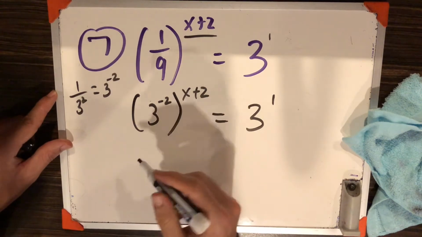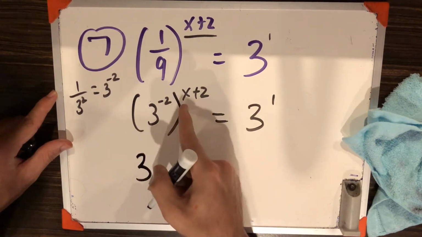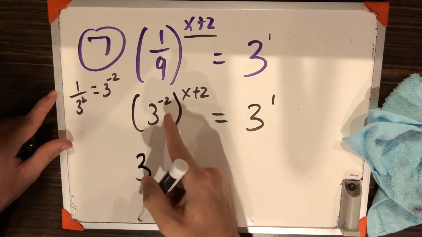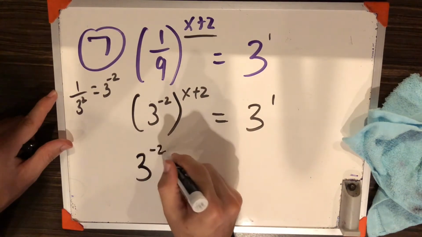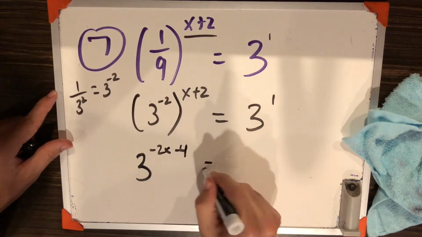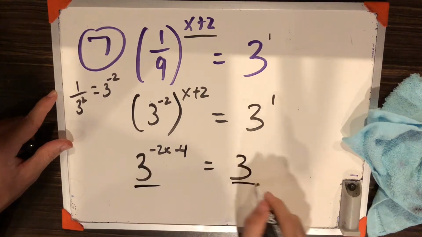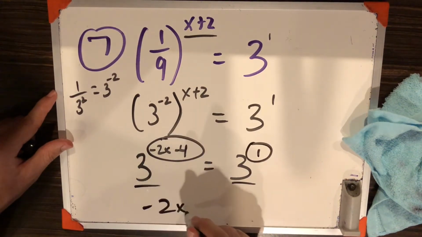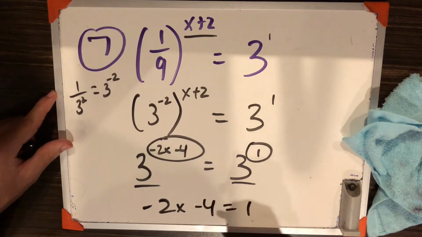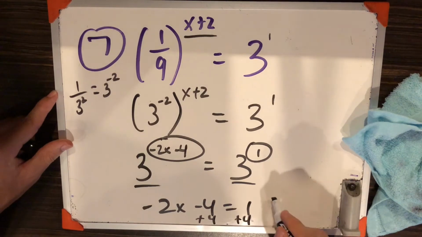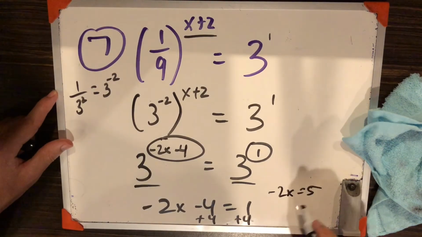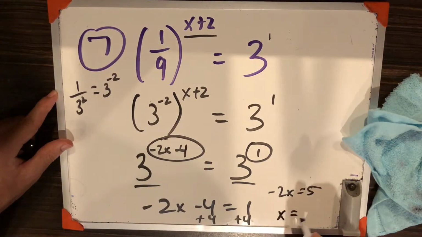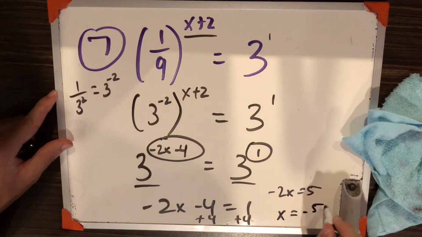Alright, power to a power. So 3 to the negative 2 times x plus 2. I'm going to have to multiply here, so negative 2x minus 4 is equal to 3. Same base, set these equal to each other. I've got negative 2x minus 4 is equal to 1. Add 4. Negative 2x is equal to 5. That means x is equal to negative 5 over 2.